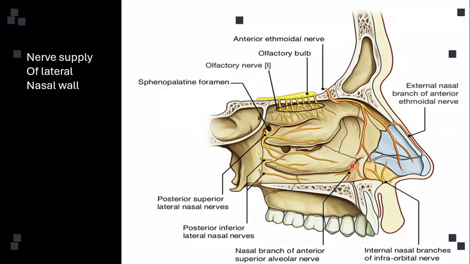The anterior inferior portion is supplied by the nasal branches of anterior superior alveolar nerve, but also the internal nasal branches of infraorbital. And the superior most part is supplied by the olfactory nerves.